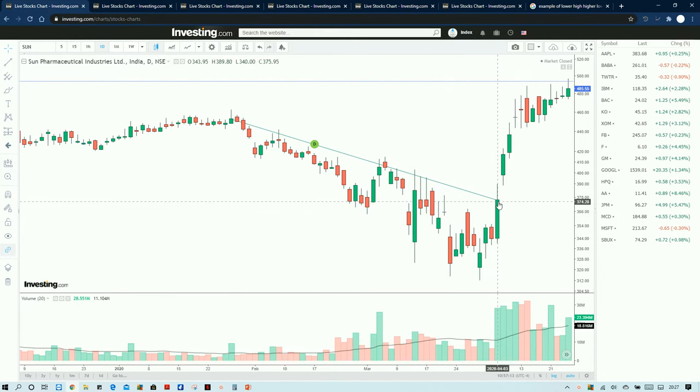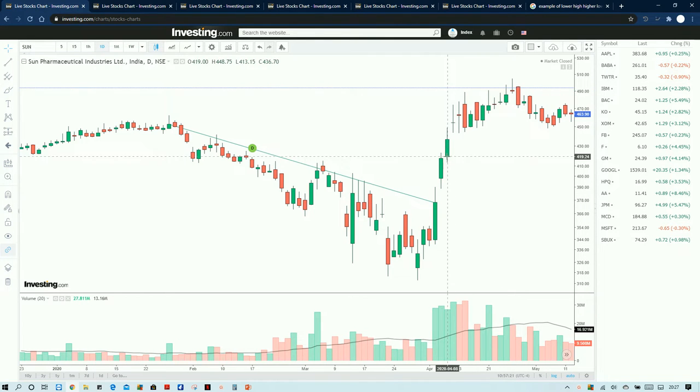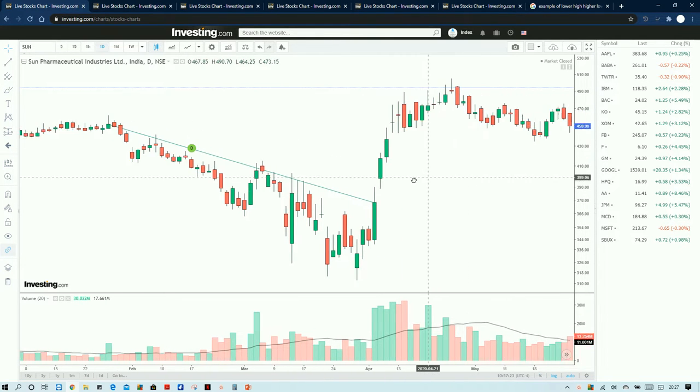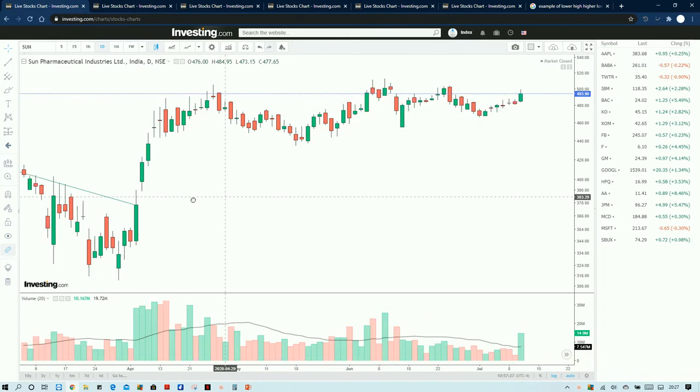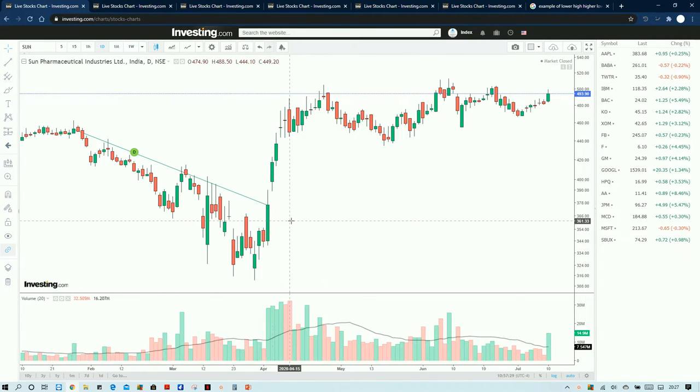So once this trend got broken, that is this line got broken and there is a candle above, you can see a big upside movement happened here, and the stock never fell to this point. So this is how the trend line can be drawn. If it is in a downtrend, it will be like this.